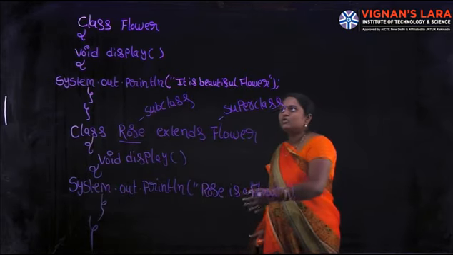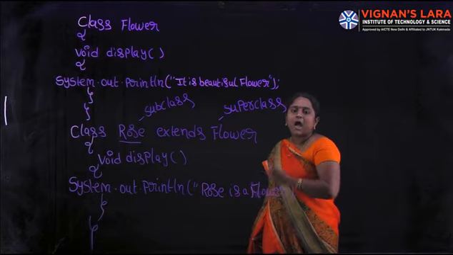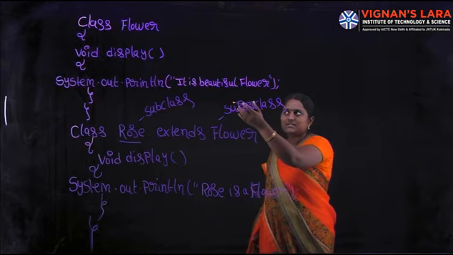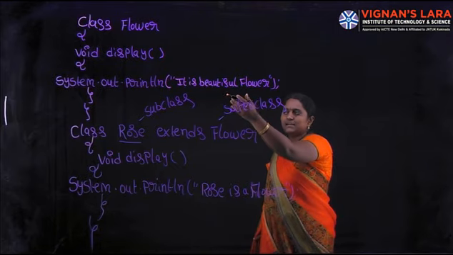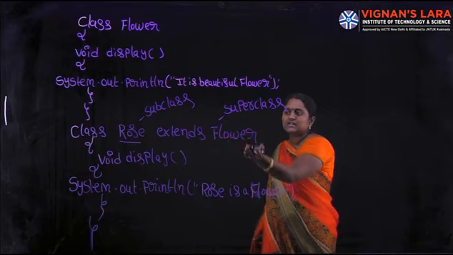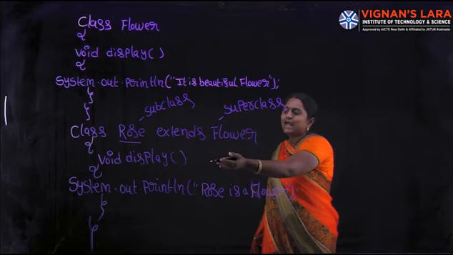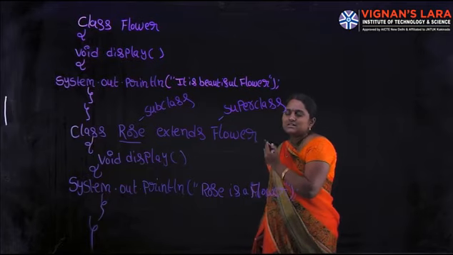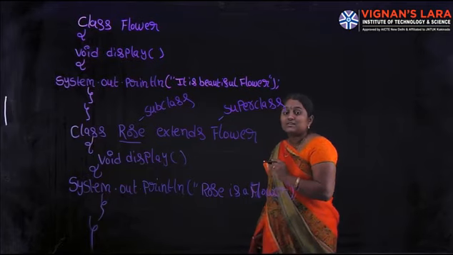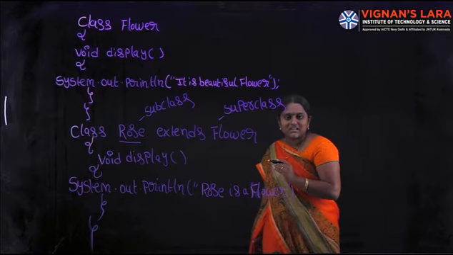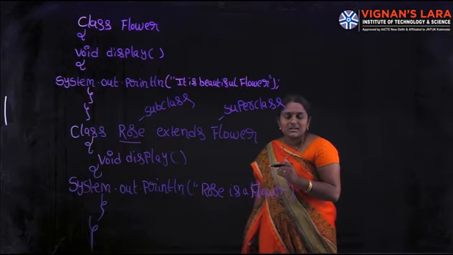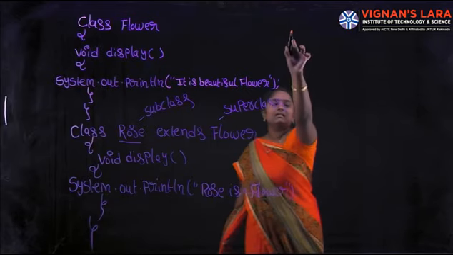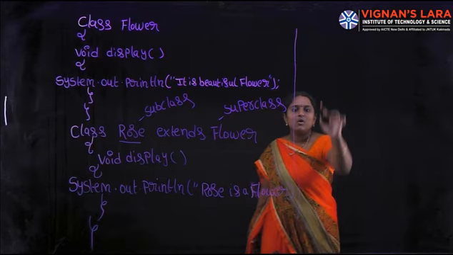How to know what I have written? Here I have declared one class, Flower. Within the Flower class, I have declared one display method. Next, the class Rose extends Flower. In the Rose class also, I have defined the same display method. Here both the superclass and the subclass have the same method name. The subclass overrides the superclass method. It is called method overriding. Method overriding allows Java to implement runtime polymorphism.